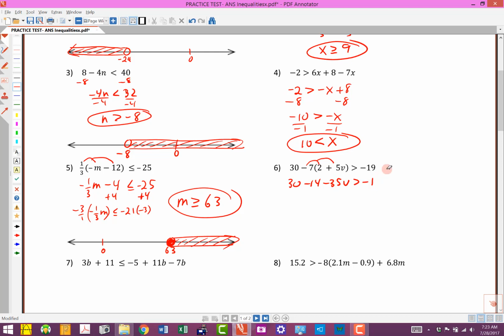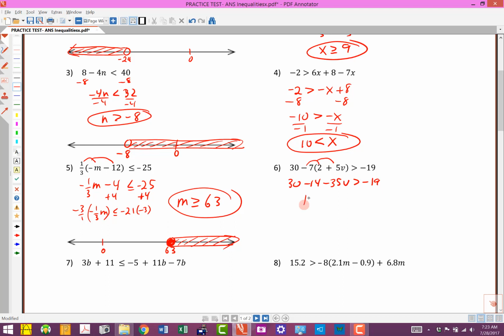Again, just because we were multiplying by a negative doesn't mean we switch the direction, because all we were doing is distributing through. We were doing some simplification. You'll notice we multiplied negative 7 through to the 2 and the 5. We didn't multiply the entire side by negative 7, and we certainly didn't multiply the other side by negative 7. So all we're doing here is just distributing and simplifying.